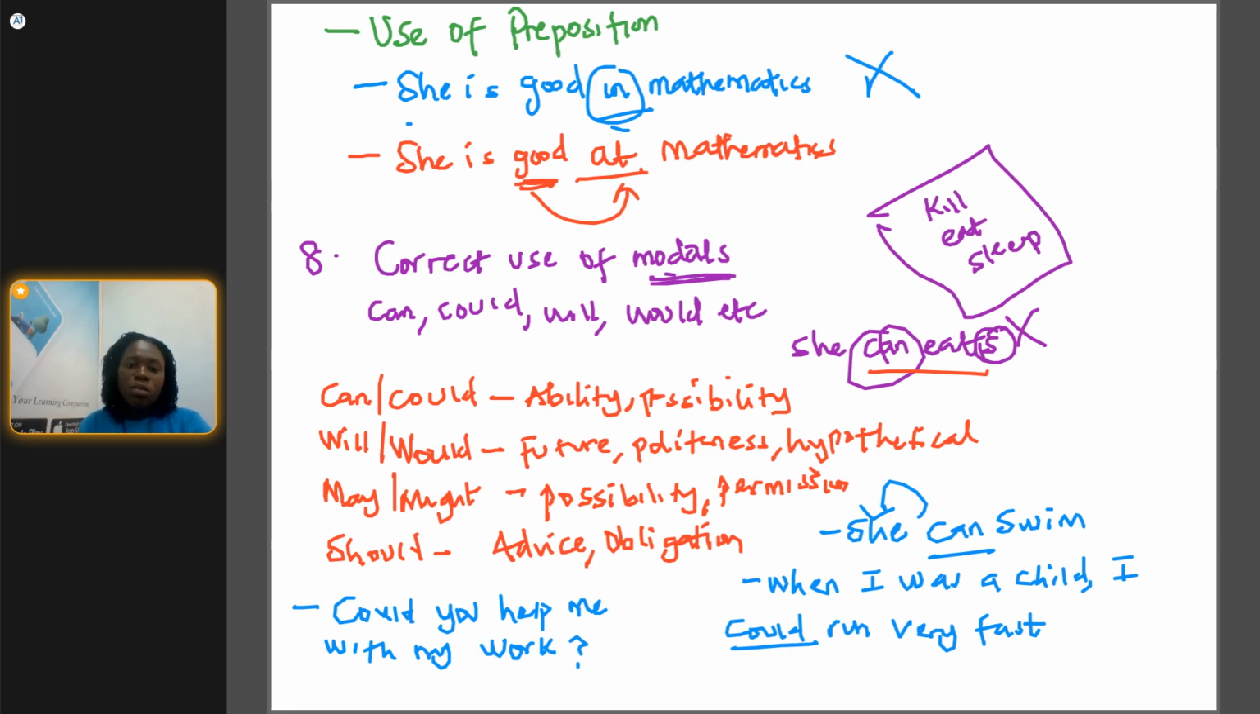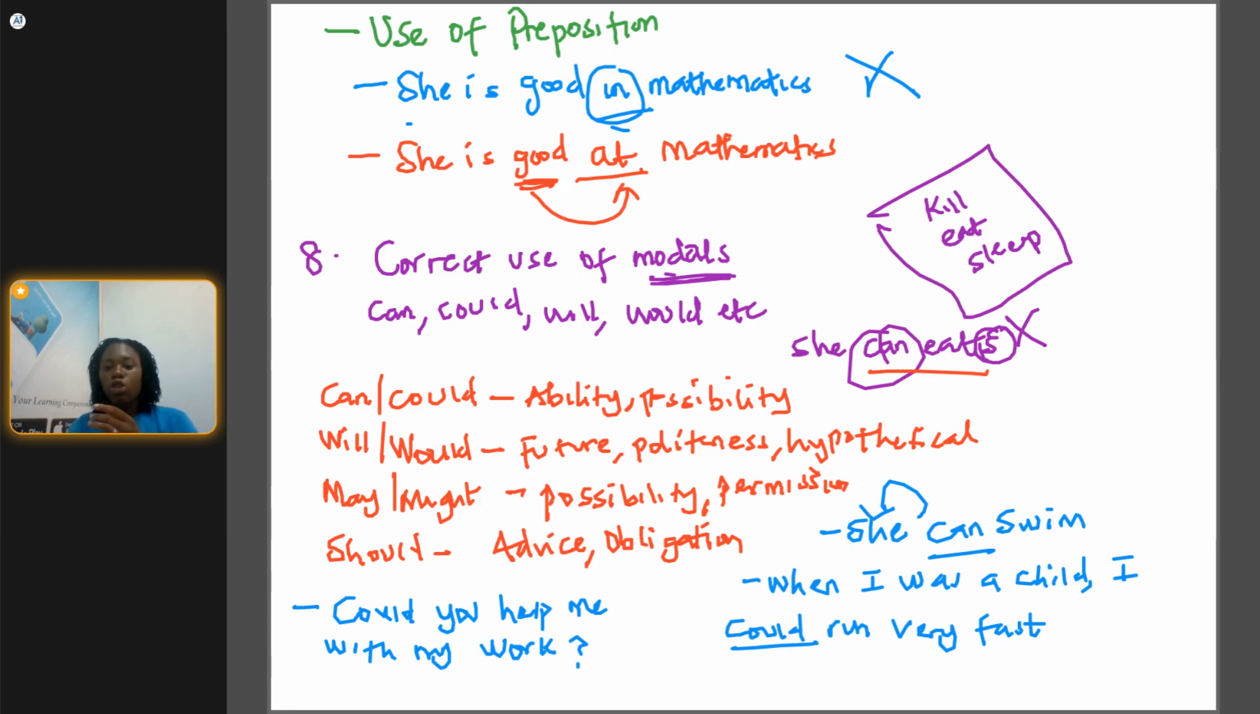All right. It won't be very proper for you to say, can you help me with my work? When you say, can you help me with my work, it is not wrong, but it's not really showing politeness. Okay. It's less polite than, could you help me with my work? So, could you help me with my work? Could in this sentence is showing politeness.